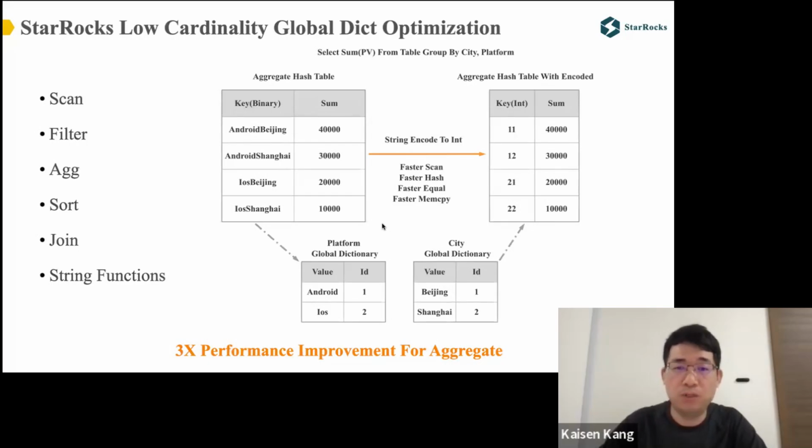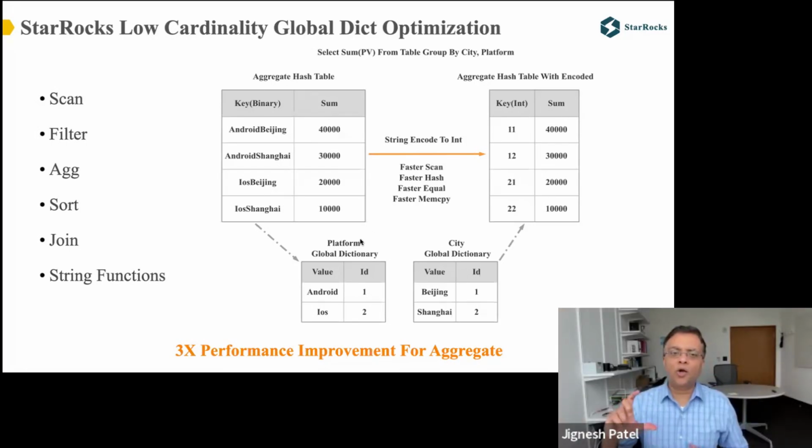Leveraging the global dictionary, our dictionary optimizations extend to support a broader range of operations and functions, including scan, filter, aggregation, sort, join, and string functions. This diagram illustrates an example of a global dictionary optimization applied to the global aggregation. StarRocks maintains a global dictionary for city and platform columns. During the global aggregation, StarRocks transforms the string-based aggregation into an integer-based aggregation. In this example, you can see the group by key from Android Beijing or Android Shanghai becomes 11 or 12.